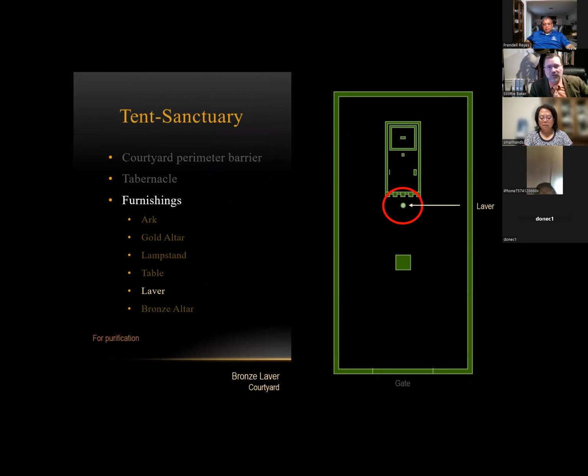So the next furnishing was the laver. We actually have no dimensions for the laver. We always draw it circular, but there's nothing in the Bible that says it was circular. We call it circular because of Solomon's temple with the big C that he made that was massive. This might have been massive too. We really don't know. We do know that they used it to wash their feet and hands before they went in to the tabernacle so they could be pure. That's what it's used for.